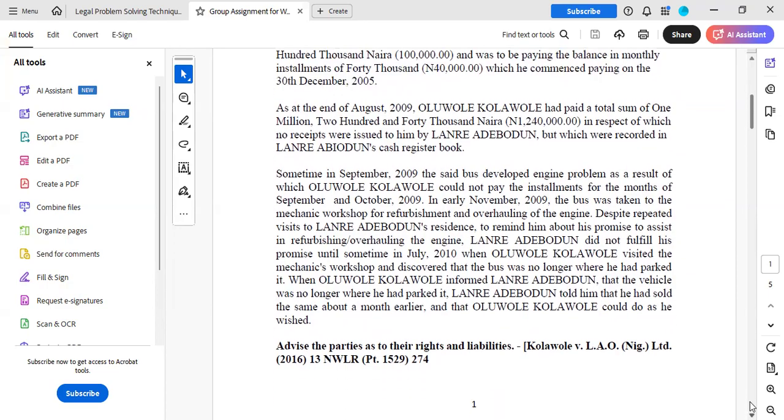Sometime in September 2009, the said bus developed engine problem, as a result of which Wole Kola Wole could not pay the installments for the months of September and October 2009. And obviously, Lanre wanted to retrieve it. So this is the case study, and this was for one.